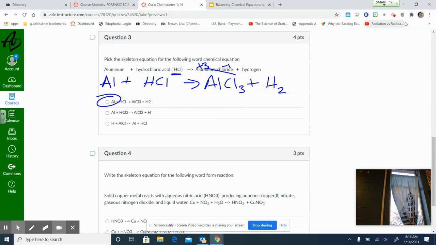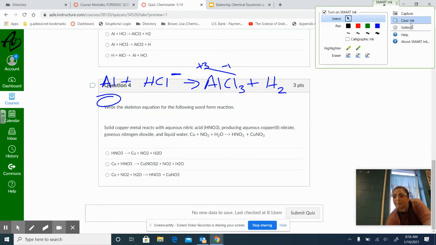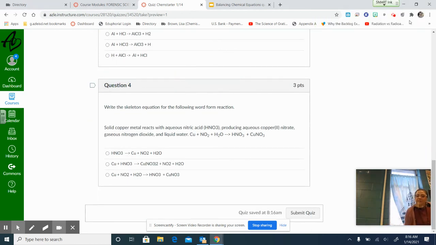Scrolling down. And the last question says, write the skeleton equation for the following reaction. So same kind of thing we were just doing, but this has more words, okay? So you have to actually read the sentence and understand what it says.